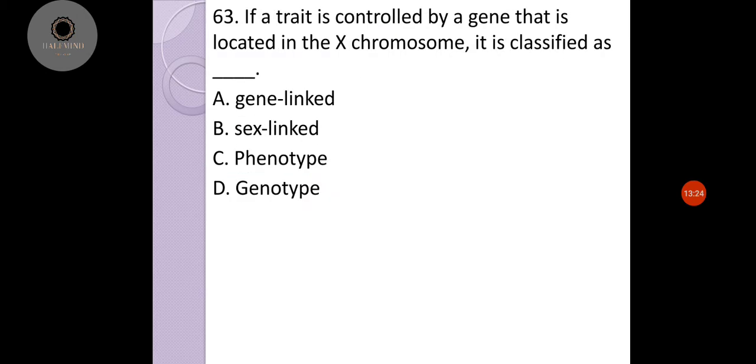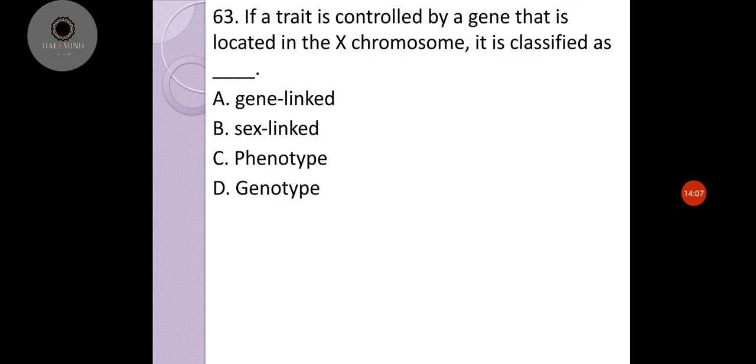63. If a trait is controlled by a gene that is located in the X chromosome, it is classified as blank. So, humans have 46 chromosomes. It's the normal number of chromosomes, which is yung tinatawag natin na diploid state of chromosomes. 44 of that are autosomes or body chromosomes, and the last remaining 2 chromosomes are sex chromosomes. It's either XX for female and XY for male.